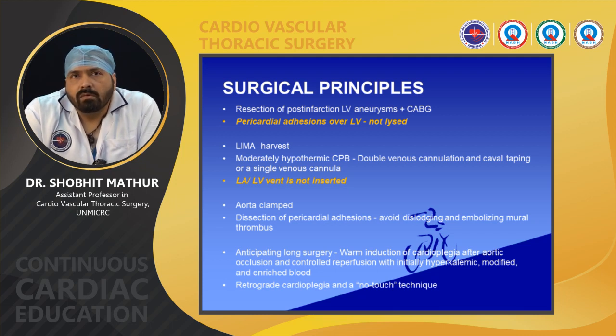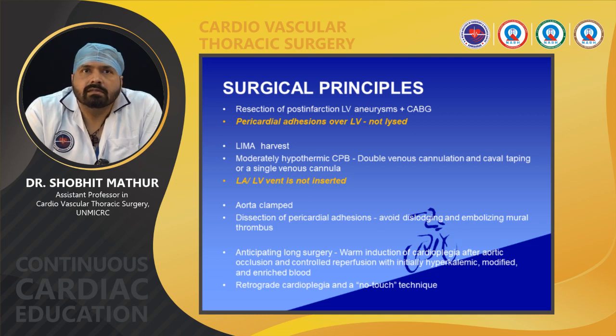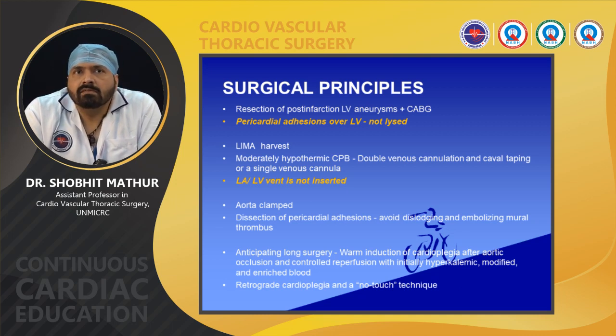So if a thrombus is there or pericardial adhesions are there, then it is always advised not to do pericardial adhesiolysis before giving plegia or before clamping the aorta. Once you have clamped the aorta, plegia is given and the heart is arrested, then only do all these maneuvers to do pericardial adhesiolysis. And obviously in such a case we have to anticipate a very long surgery, so warm induction cardioplegia can be used.